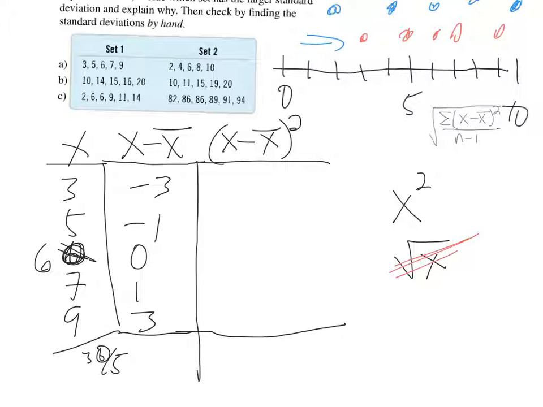So I'm going to square each of these numbers. Negative 3 times negative 3 is positive 9. Negative 1 times negative 1 is 1. 0 squared is 0. 1 squared is 1, 3 squared is 9. Now if I add these up, I get 20. So that is this part of the formula, the sum of the square deviations.